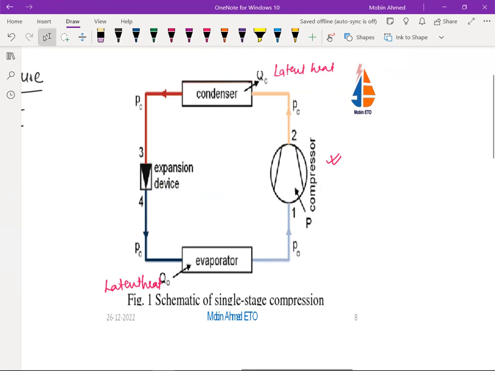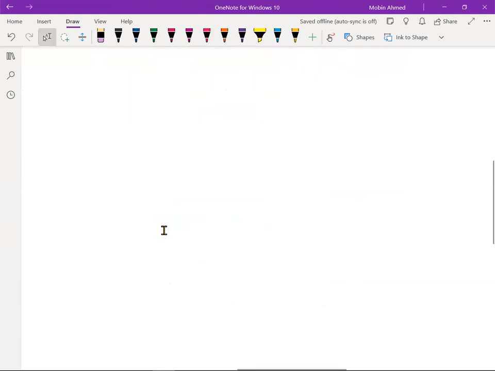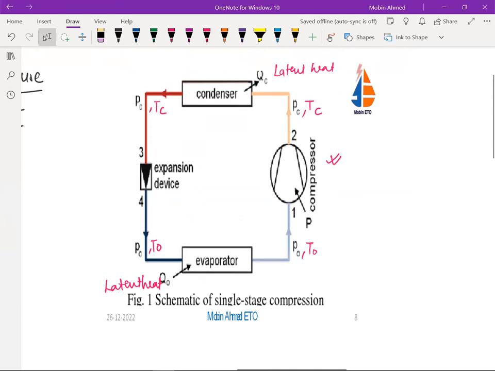Now, when we see the temperature, here also it is going to come along with the TC, it will be the PC and TC. Here also it is going to come TC, then there is going to be the TO, and here also it is going to be the TO. What I have written, you will see in the next graph. Okay, you can take a screenshot of this.